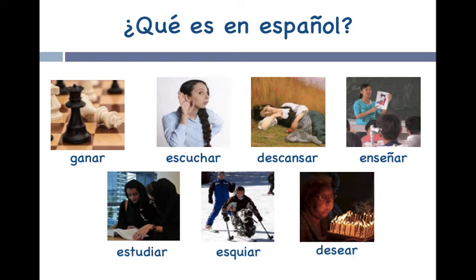To ski. Repita, esquiar. And the last time through the whole lista, repita, ganar, escuchar, descansar, enseñar, estudiar, esquiar, desear.